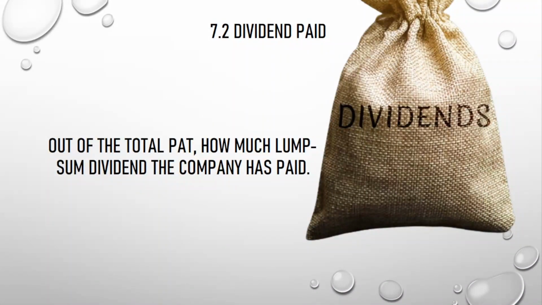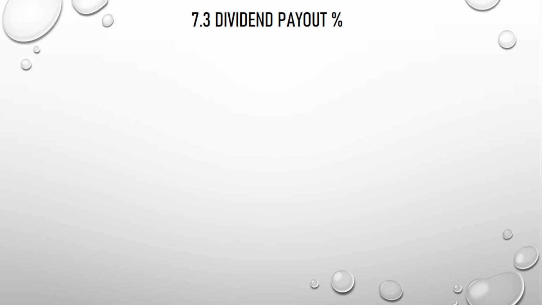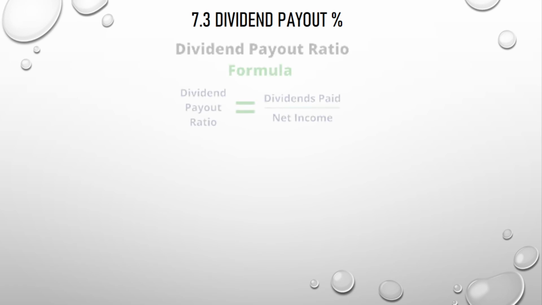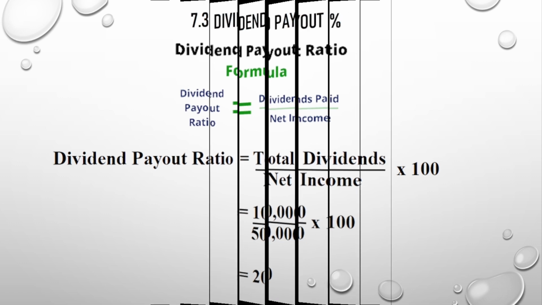Dividend paid. Here we will have to compare two things. Out of the total profit, how much lump sum dividend the company has paid. Dividend payout percentage. Dividend payout suggests what portion of the profit was paid out as a dividend to the shareholders. Record keeping of the dividend payout percentage will give you a good insight. A good company tries to maintain the past dividend payout ratio.